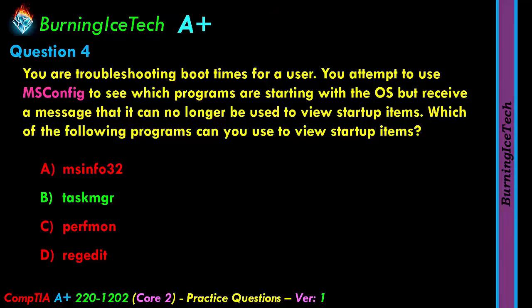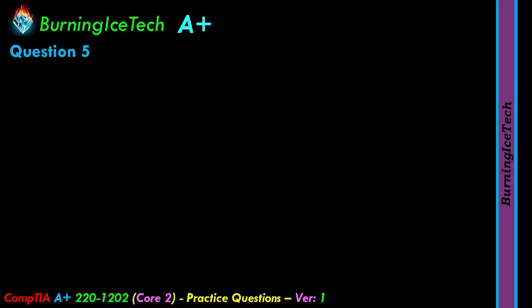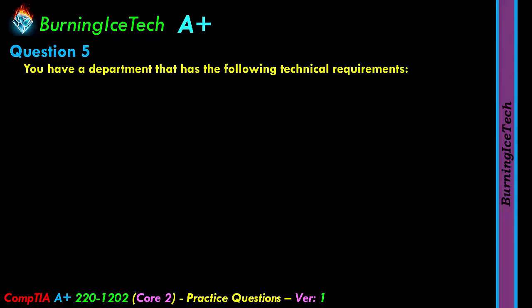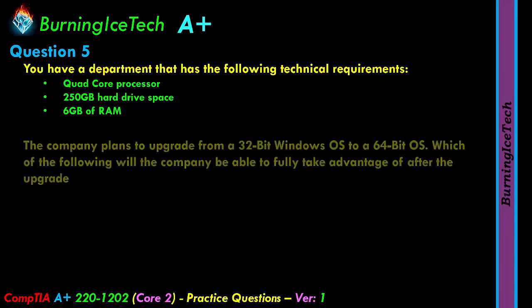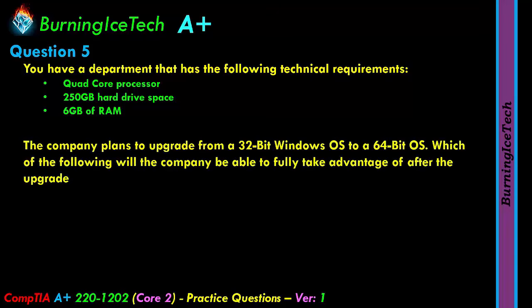Anyway, folks, let's move you on to question number 5 here. You have a department that has the following technical requirements. So the requirements are quad-core processor, 250 gigs hard drive space, and 6 gigs of RAM. The company plans to upgrade from a 32-bit Windows operating system to a 64-bit operating system. Which of the following will the company be able to fully take advantage of after the upgrade?